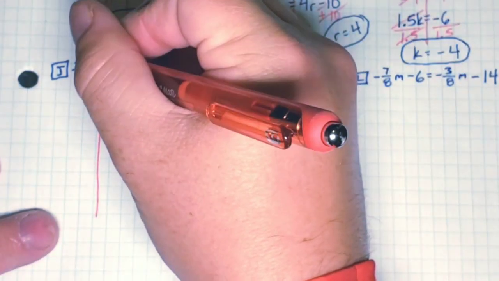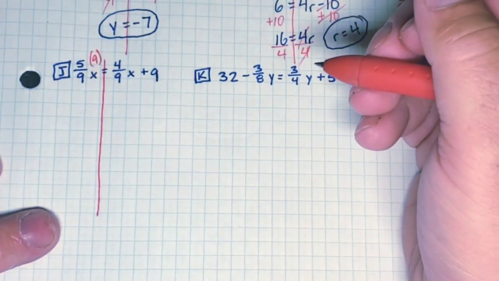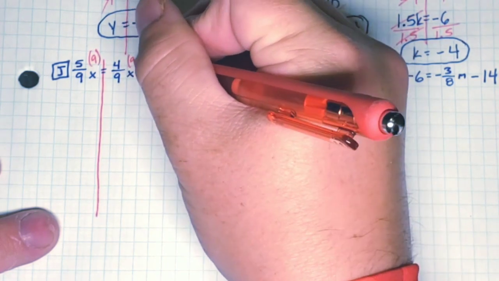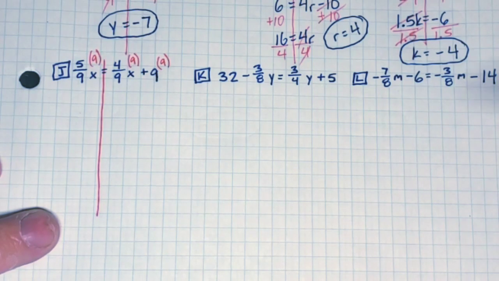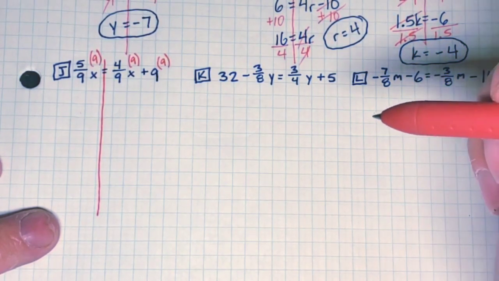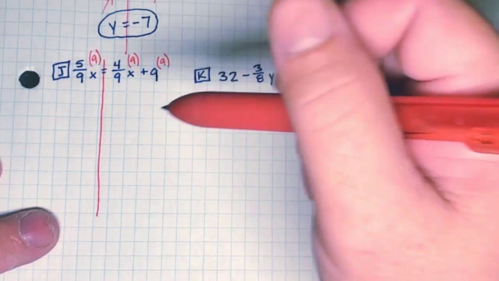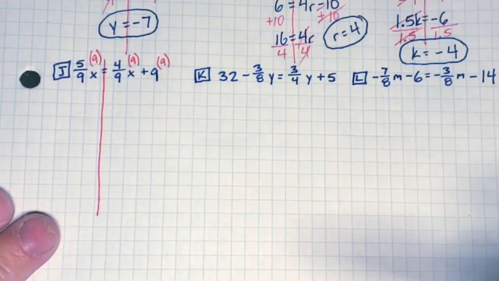So I'm going to multiply 5/9 x times 9. We said that was our least common multiple. I'm going to multiply 4/9 x times 9. But I also have to multiply the 9 times 9. If you're going to multiply or divide in an equation, you have to multiply or divide every single term by that number. Now, how does that help me?